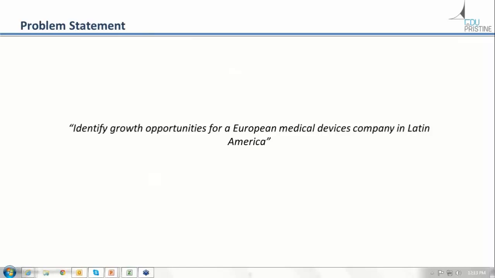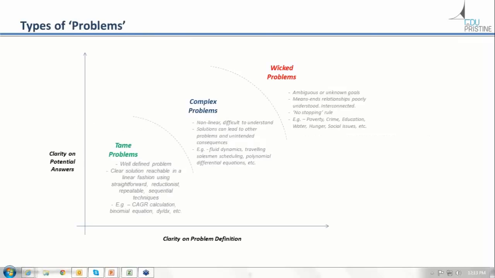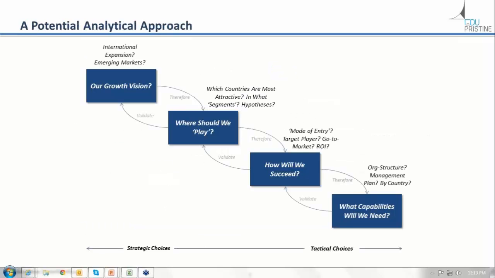How do you break it down into manageable and solvable pieces, so that you're sure you're not working on the wrong problems to get the right answer? You're working on the right kind of problems. So with that context, here's one of the frameworks that we often use whenever we are dealing with growth issues or helping clients make strategic choices.